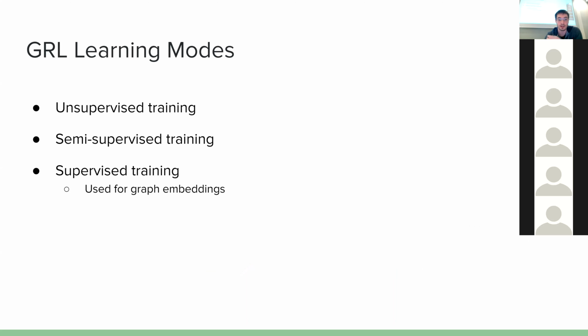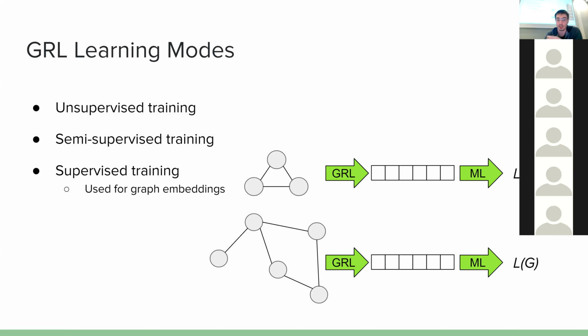And then we also have supervised training, which is used when we are dealing with graph embeddings, where we want a single representation for a graph. And then for some of the graphs we do have some labels, or we know the ground truth. And so again, we can backpropagate from our machine learning model to our graph representation learning system. And so we can teach our system to produce the best embeddings for the specific task at hand.